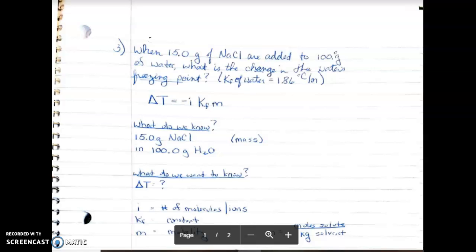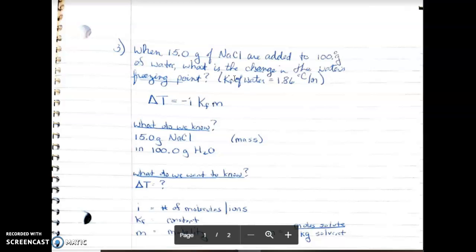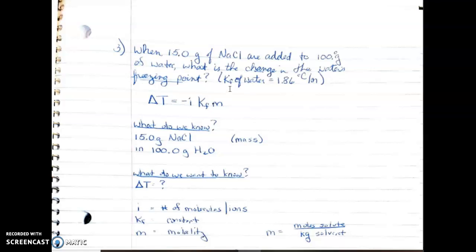This is an example of a Module 10 chemistry freezing point temperature depression problem. The problem states: when 15.0 grams of sodium chloride are added to 100.0 grams of water, what is the change in the water's freezing point? And they give you the constant, Kf of water, is 1.86 degrees Celsius per molality.